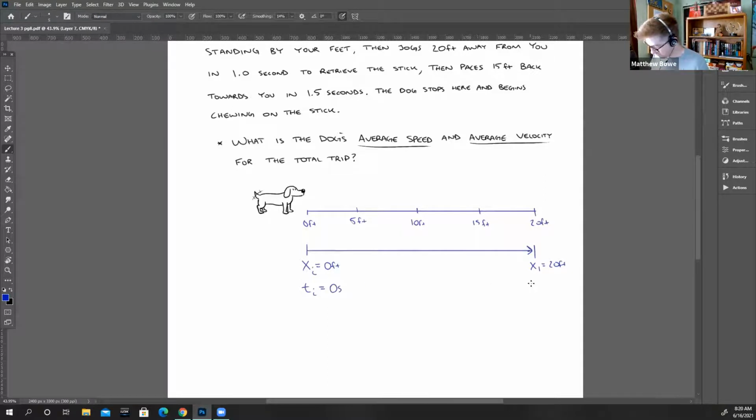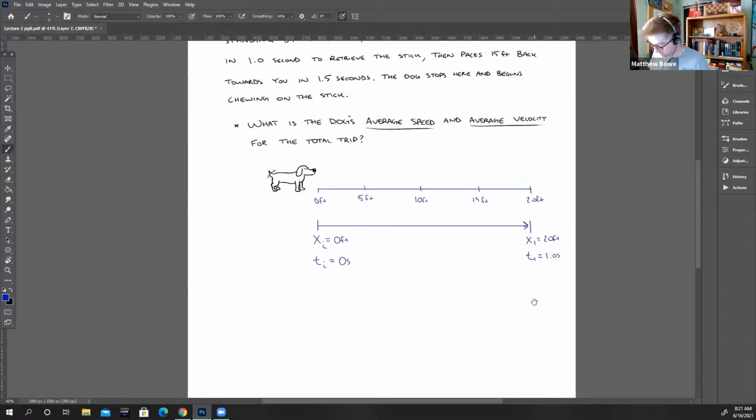Then right when the dog gets all the way over here to position 1, we looked at the watch and we saw that it took 1 second to go all the way over here. So we'll say t sub 1 equals 1 second. Okay, now I will do the next step. So it goes from position 1 out here and it travels back towards you 15 feet. So that means it goes back 5, 10, 15 to right here.